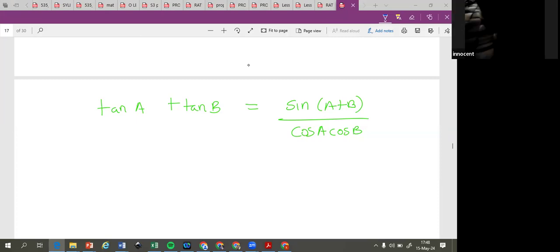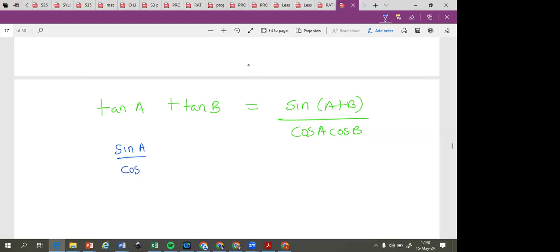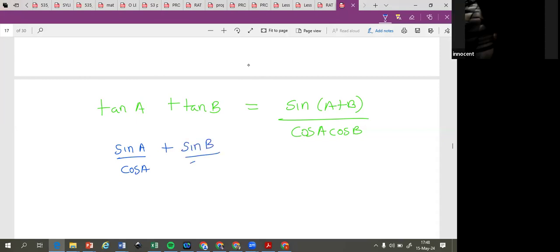Okay, but sir, maybe tan theta, or tan anything, is the same as sine over cos. So in this case, tan A is the same as sine A over cos A, then plus sine B over cos B. Should I add on? Charlotte, take us from there.